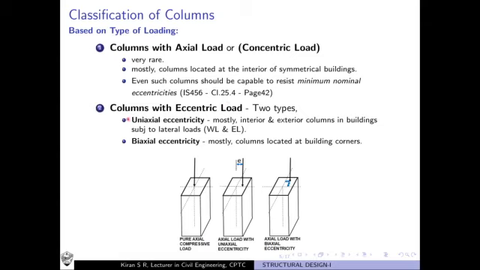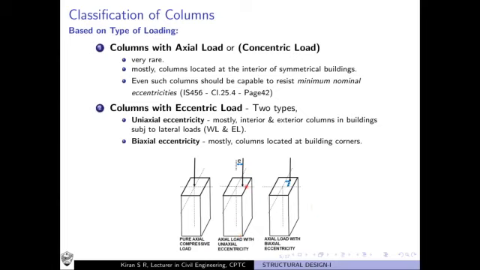The other type is the columns with eccentric load. We know that if the load is acting away from the cross-sectional centroid, then we call it eccentric load. These eccentric loads can again be of two types: they can be uniaxial eccentricity in loading, or there can be biaxial eccentricity in loading. That is exactly what you see in these two figures.